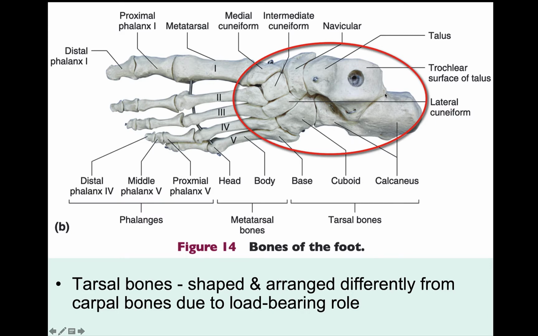It's absorbing a lot of that weight, and that weight is being transferred up through our talus, which is really large. And this trochlear surface of the talus is articulating with the tibia. The lateral malleolus of our fibula will be here, and the medial malleolus will articulate over on the medial portion of the talus. We have our navicular right here, and then we have the medial, intermediate, and lateral cuneiforms, and then we have our cuboid right here.